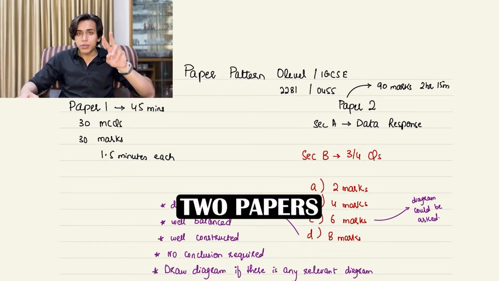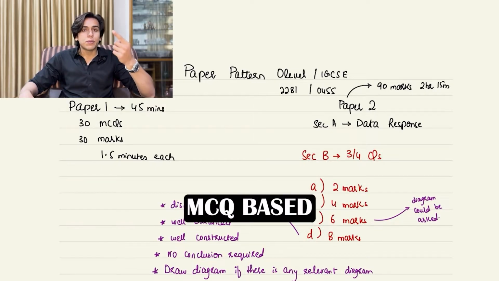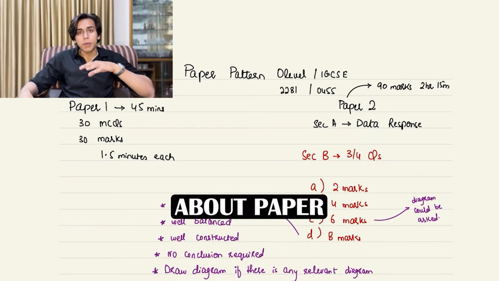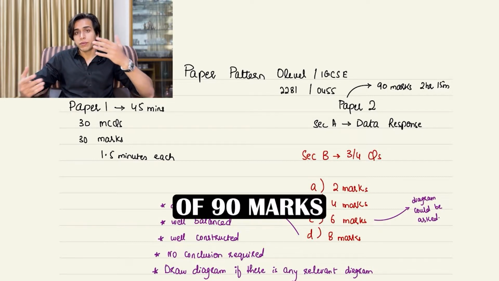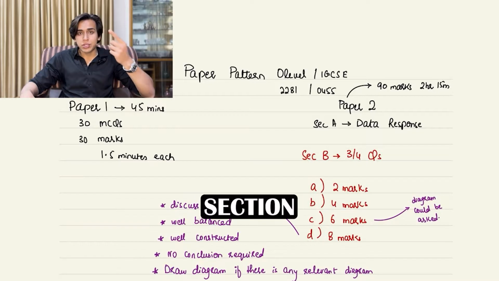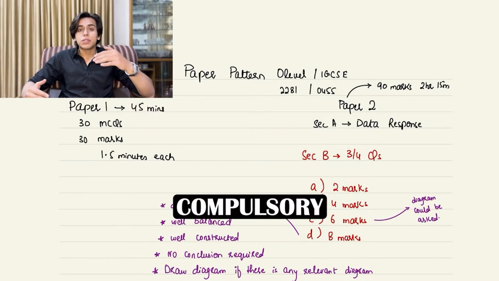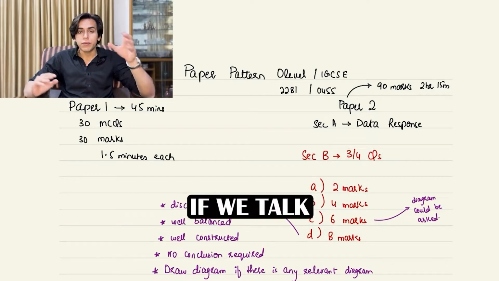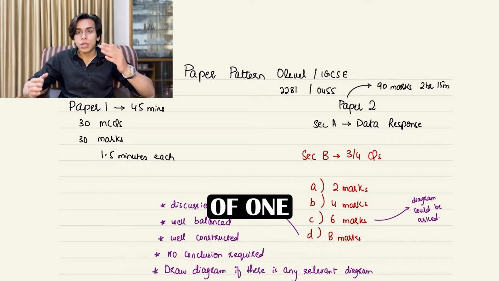Before moving any further, we need to understand the paper pattern first. You'll get two papers, paper 1 and paper 2. Paper 1 is a 30-mark MCQ based exam, whereas paper 2 is an essay based exam. Paper 2 is of 90 marks. You'll get two sections, section A and section B. Section A is of 30 marks and it's a compulsory question. You cannot leave that question. In section B, you'll get 4 questions and you have to attempt any 3 of them, which means that you'll get a choice of one question.